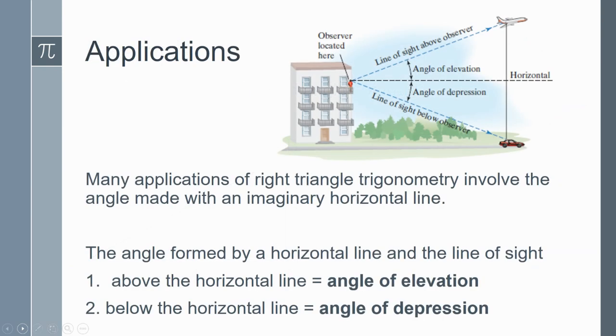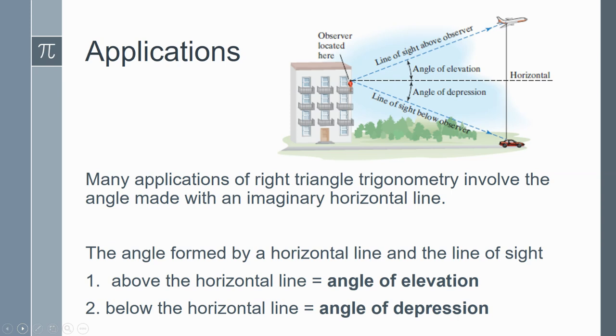All right, and then we've got application problems. So remember, terminology is going to be important to remember. We've got two phrases, angle of elevation and angle of depression. Many applications of right triangle trig involve the angle made with an imaginary horizontal line, so the angle formed by a horizontal line and the line of sight.